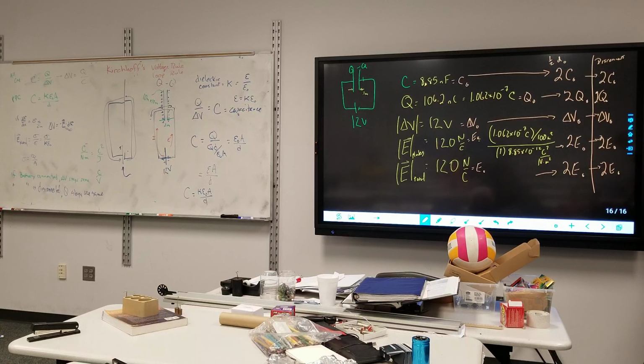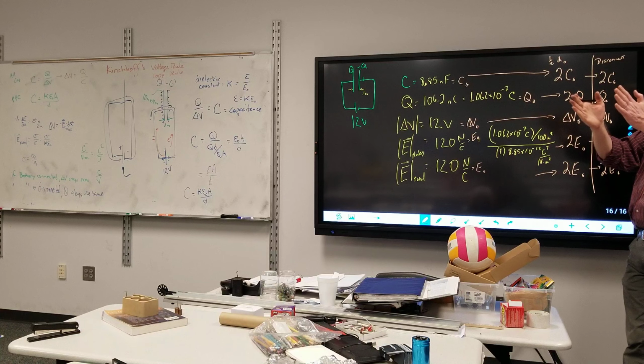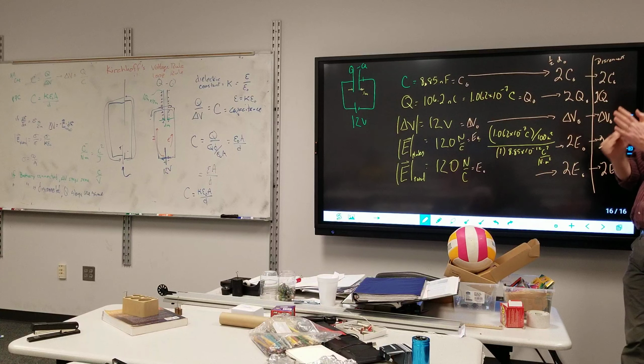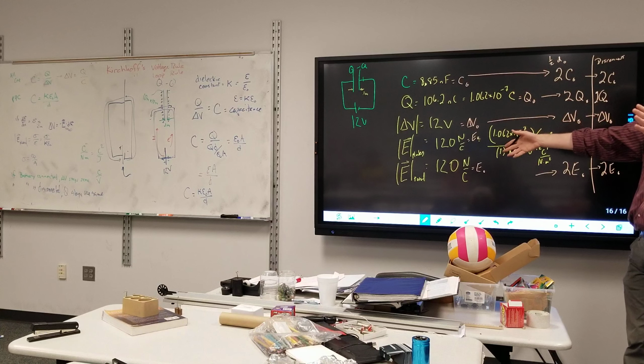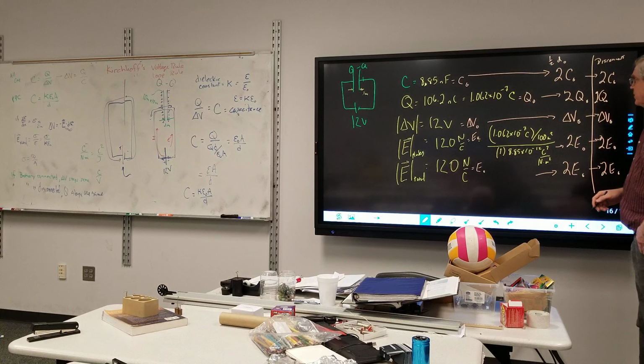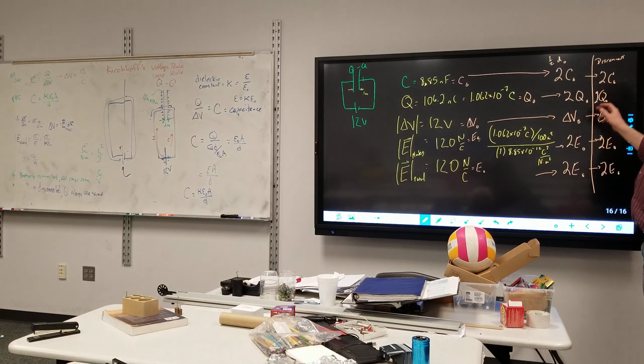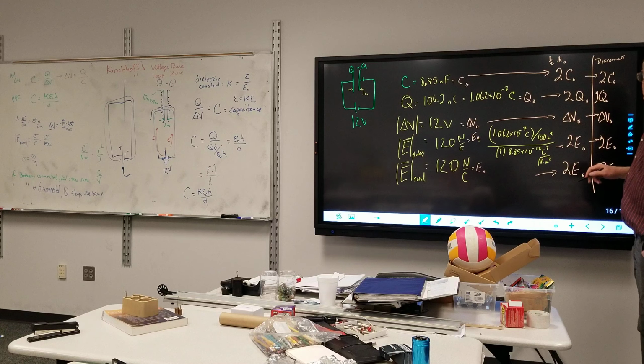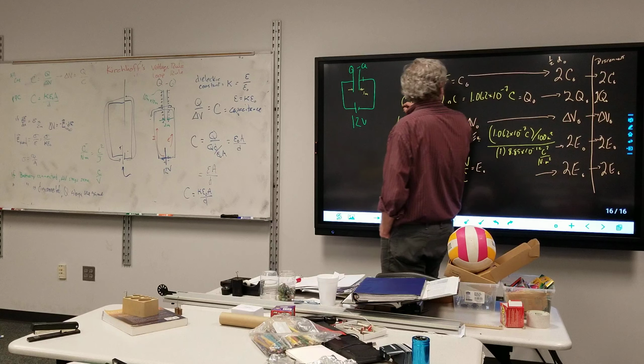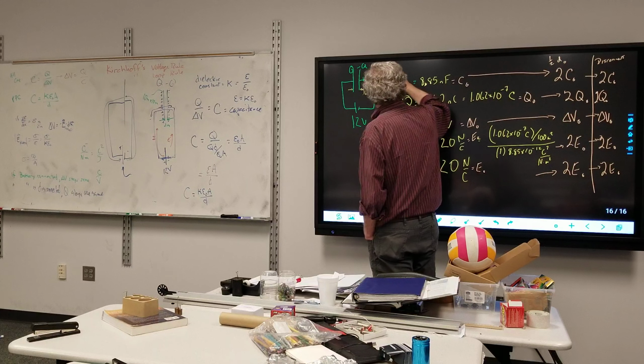What it does affect is what happens next. If I kept the battery connected, we start out with the initial situation, I move the plates to half the initial distance, and we get these changes. If I don't disconnect the battery and I move the plates back out to where they were, everything goes back to the original. But if I disconnect the battery and then separate them back to the original distance, that is going to give us a different result because Q is now fixed.